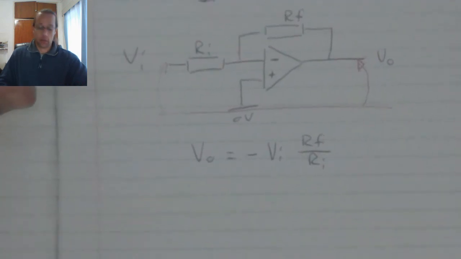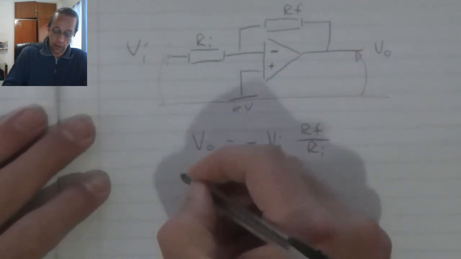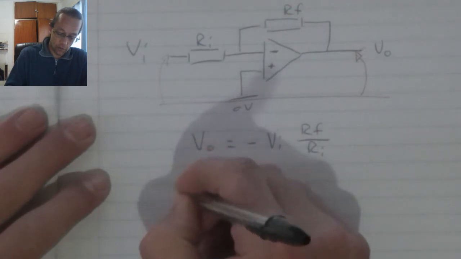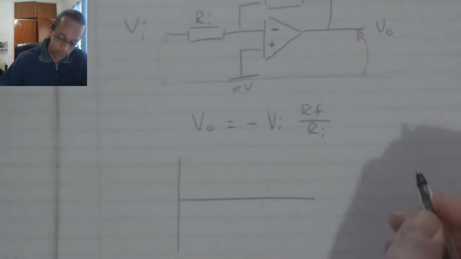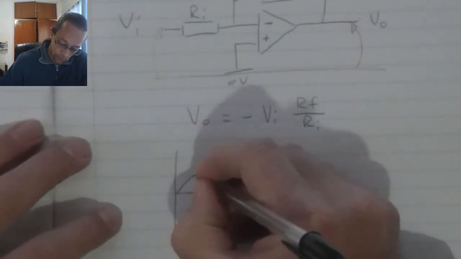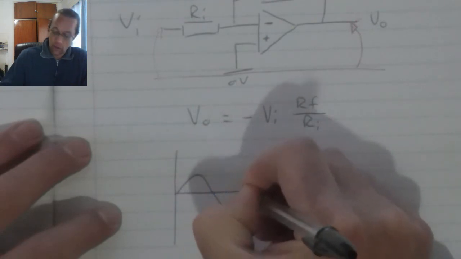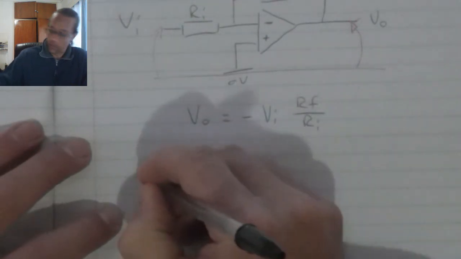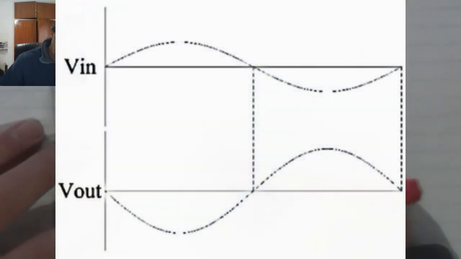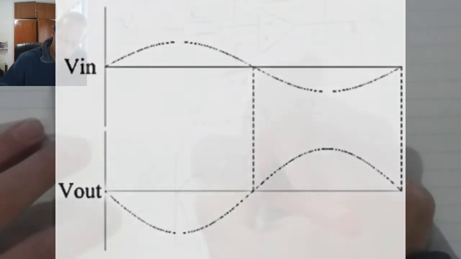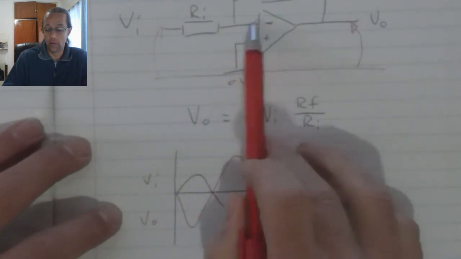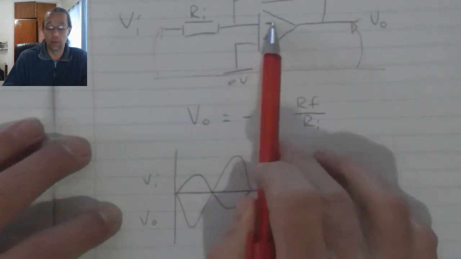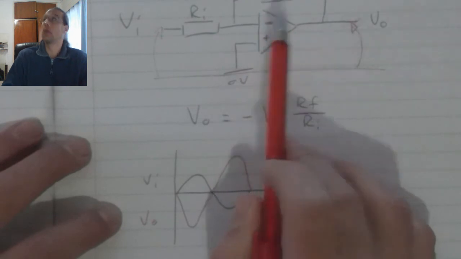When I look at this circuit, I see that if the input voltage that I apply to this circuit is a sine wave, that's Vin, my output voltage will be 180 degrees out of phase because of the inverting nature of the signal, or the inverting input over there.